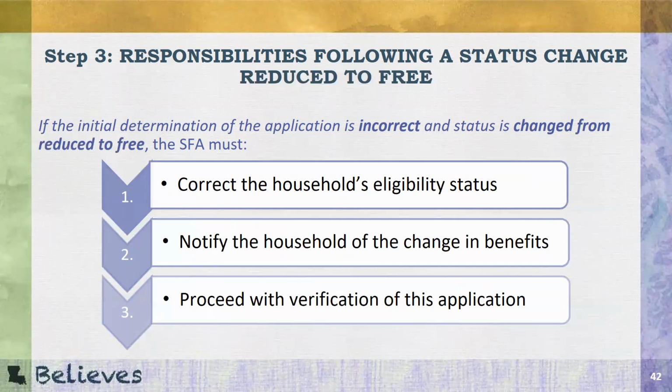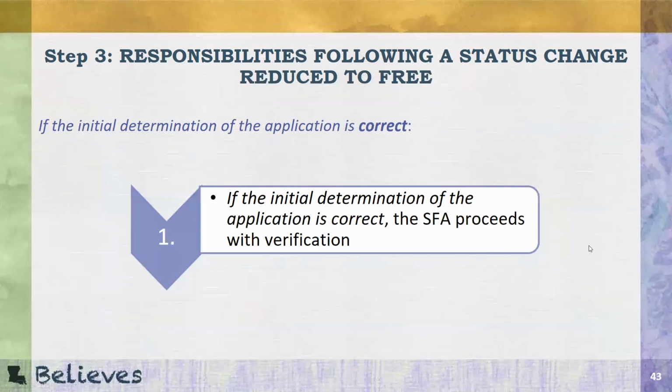The responsibilities following a status change from reduced to free. If the initial determination of the application is incorrect and status is changed from reduced to free, the SFA must correct the household's eligibility status, notify the household of the change in benefits, and proceed with verification of this application. Following a status change reduced to free, if the initial determination of the application is correct, the SFA proceeds with the verification.